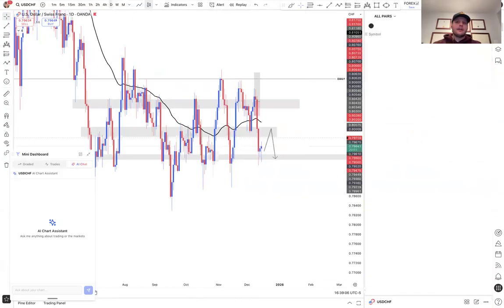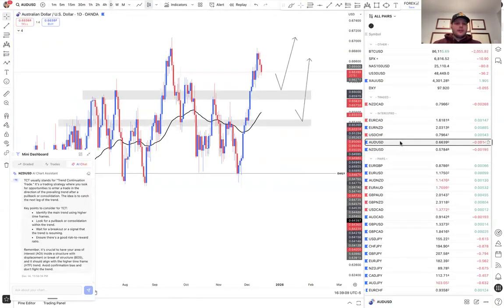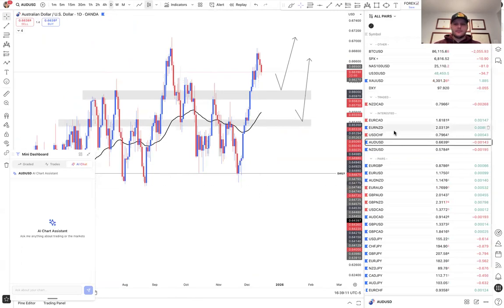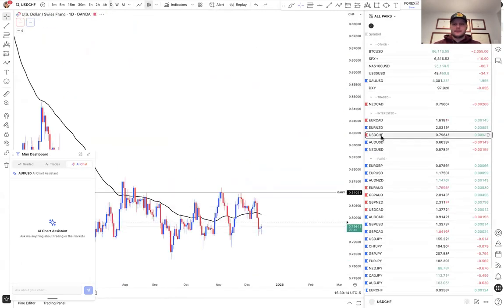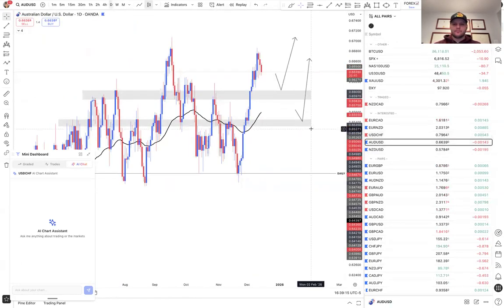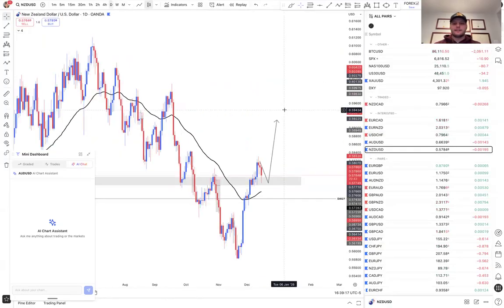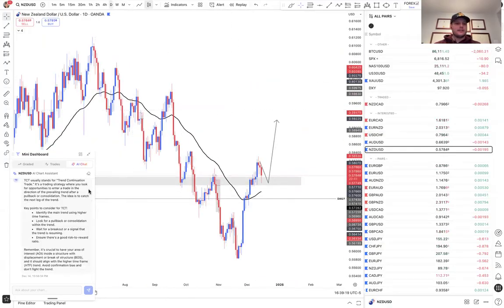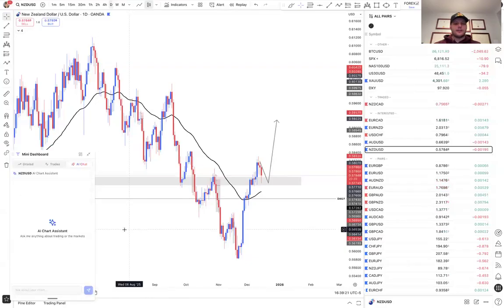Okay, now moving on to AUD USD. AUD USD is still having the daily pullback. NZD USD has already had the pullback there. Okay, so we're in the area we want to be in for buys.